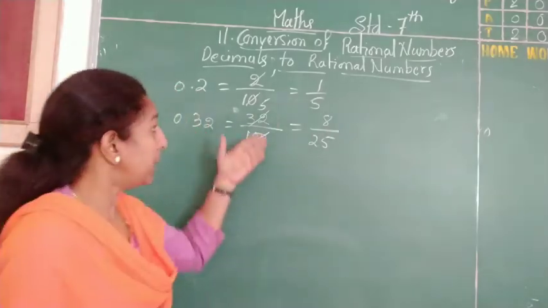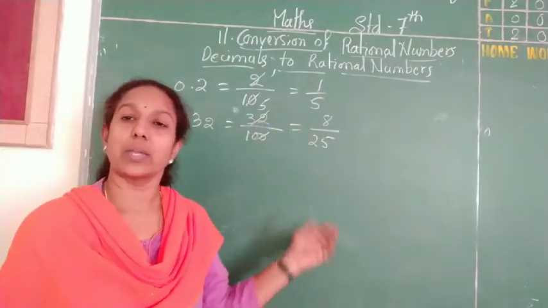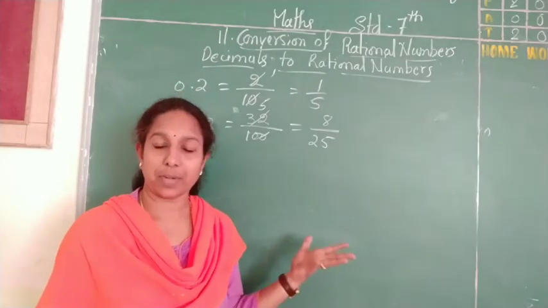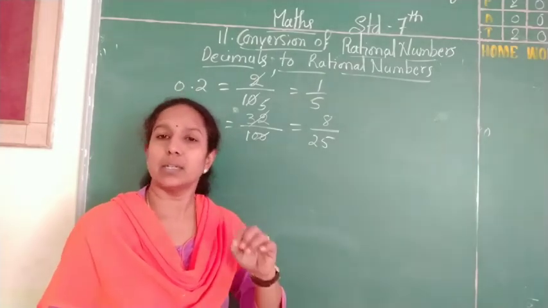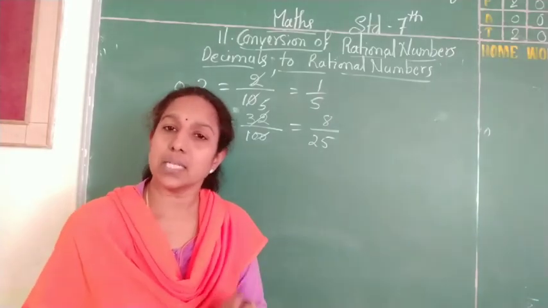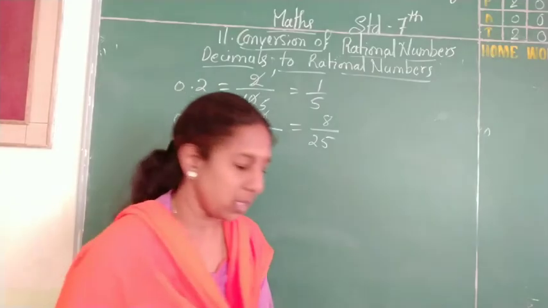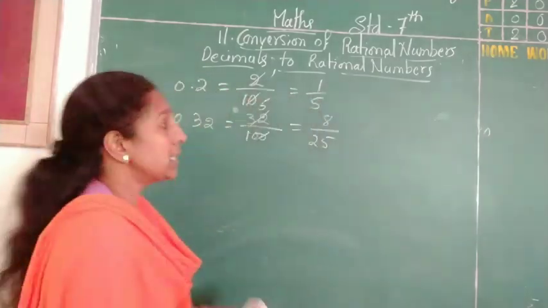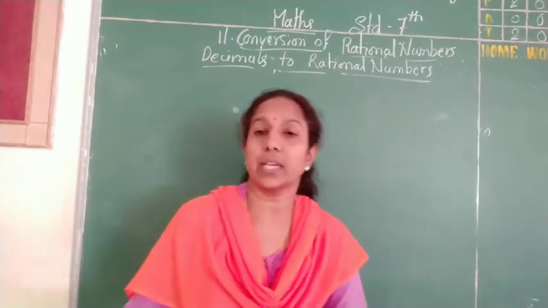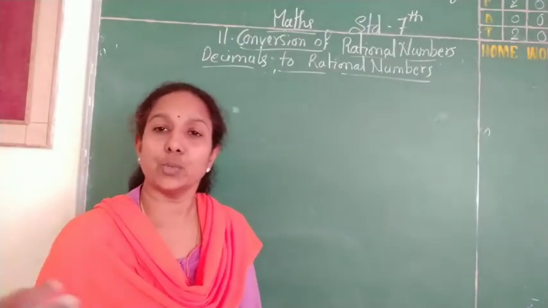If you are unable to cancel, you can still write it in the form of a fraction. Now, if the given decimal number is recurring, how do we convert that? How to convert the given decimal into the rational number?